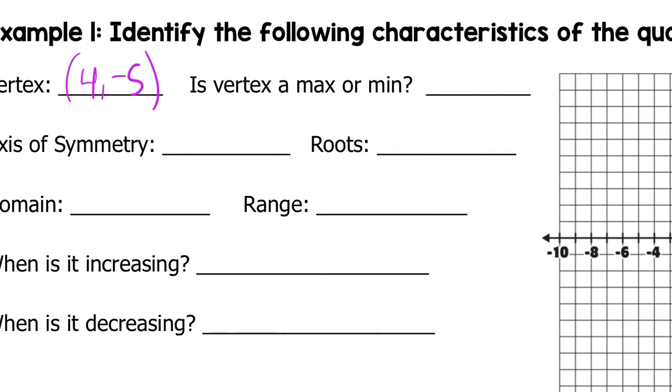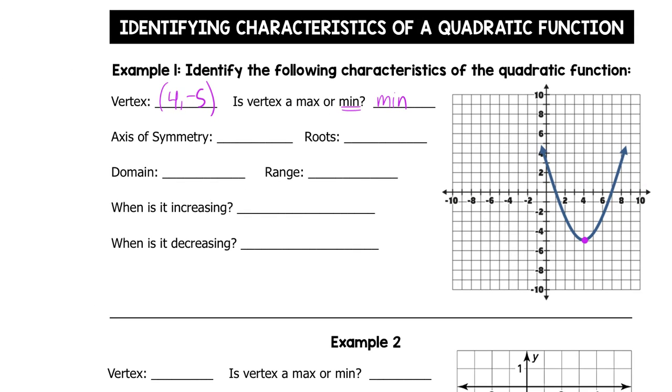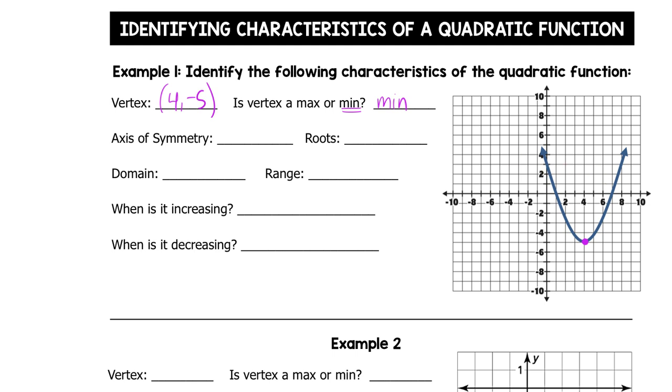So the vertex is at (4, -5). And then it says, is it a max or a min? It's definitely a min because it is the lowest part of the graph. If it were upside down, then we would say it would be a max.